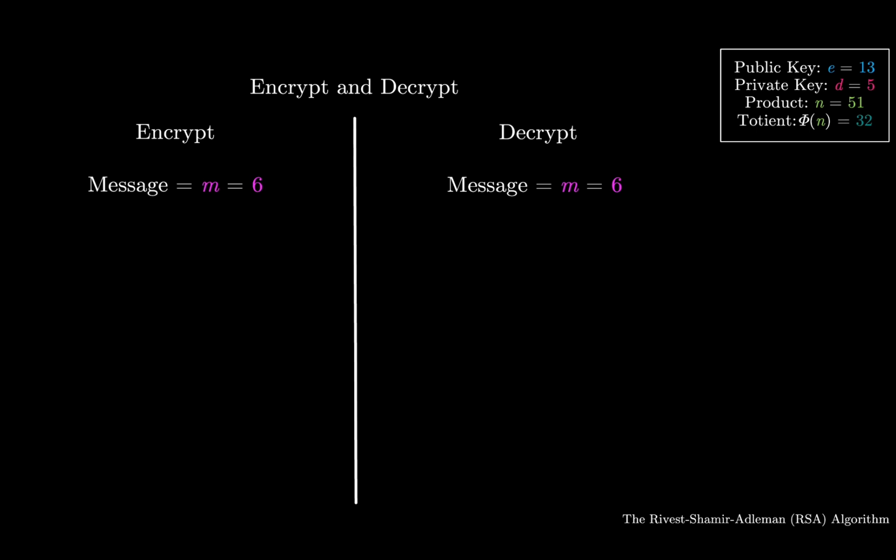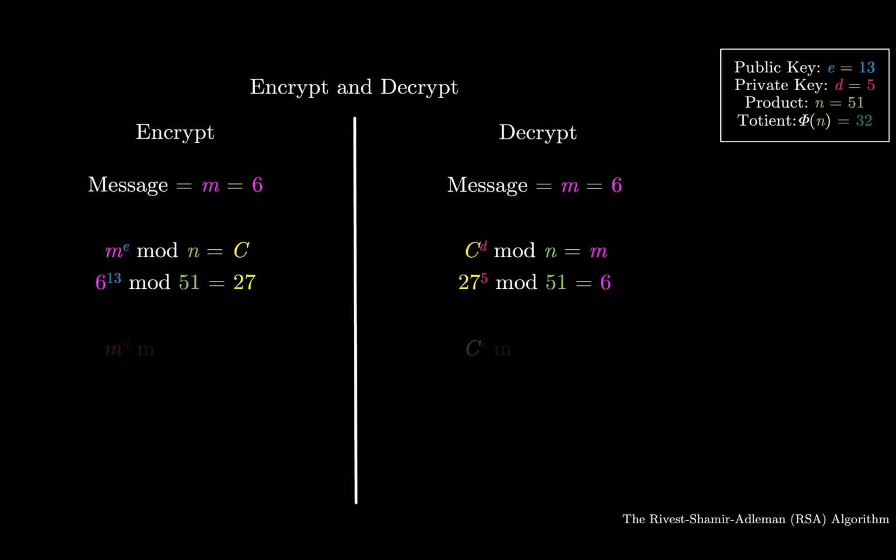Now, we shall encrypt m using the public key. What we do is raise m to the power of e, then take that mod n. This is our ciphertext, which we'll denote as C. So in our case, 6 to the power of 13 equals this number, and that number, mod 51, gives us 27. Now, to decrypt m using the private key, we take c to the power of d mod n. This is our plaintext, which is actually just our original message m. So in our case, 27 to the power of 5 equals this number, and that number, mod 51, gives us 6.